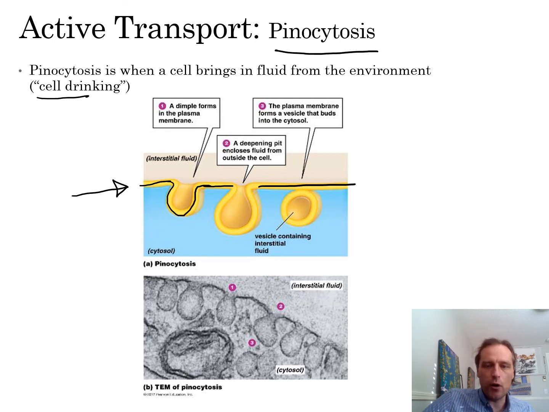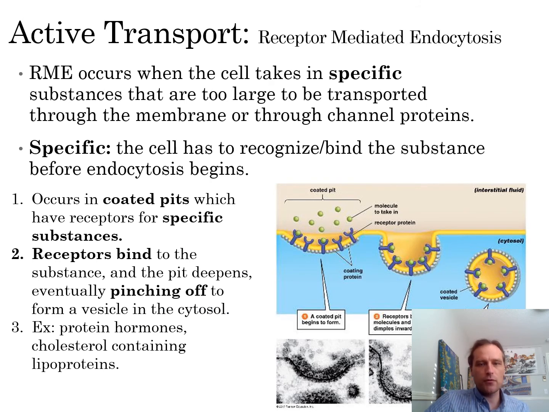And water, or whatever fluid's out there, will then fill that space. It then enlarges, so there's a deepening pit, and then it is also going to pinch inward here. Finally, it pinches off here, forming a vesicle that has fluid in it. Then that is taken in. The cell now has more liquid inside of it. Huzzah! I'm pretty happy.